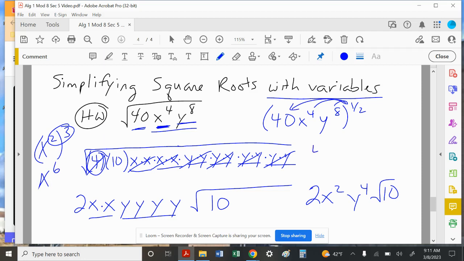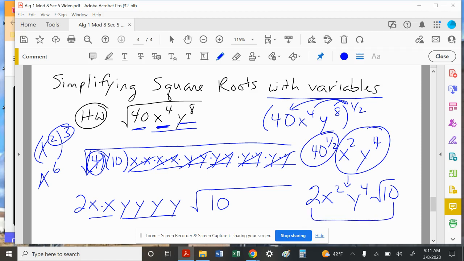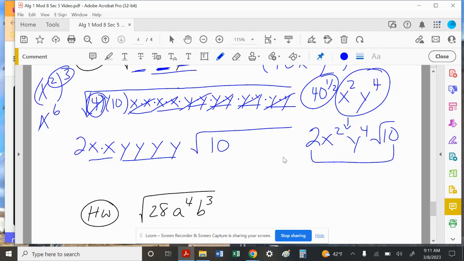So we would end up with 40 to the 1/2. We'd end up with x to the 4 times 1/2, which is 2. We'd end up with y to the 8 times 1/2. 8 times 1/2 is just 4. You'll notice that these two are the ones that we get there. Okay, 40 to the 1/2 then split up into those things right there. Okay, so that's how we can do that a little bit faster.